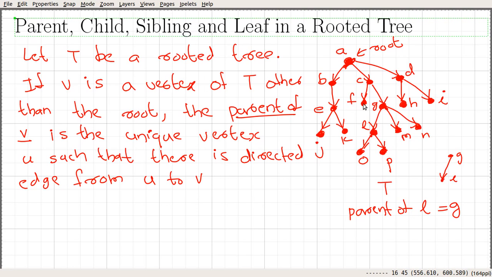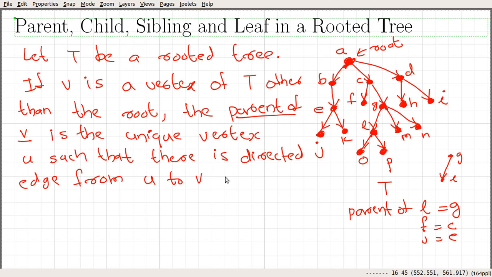Similarly, the parent of F is C, since we have this directed edge, and the parent of J is E, et cetera. Here we can see that the parent of A, which is the root in this case, is not defined. For other vertices we will have a parent.